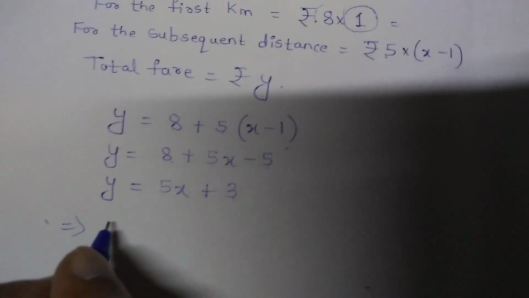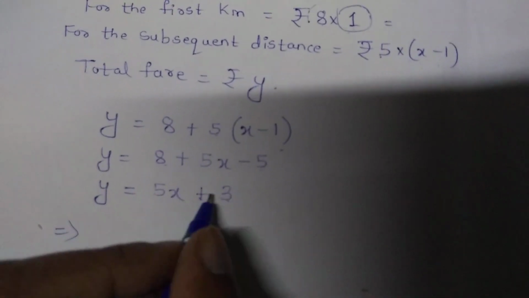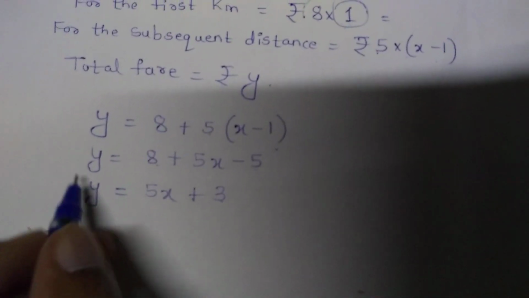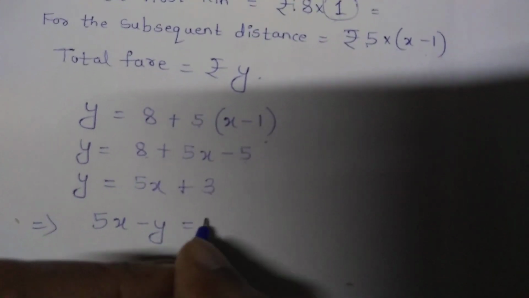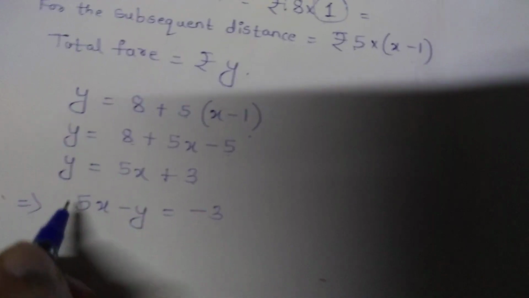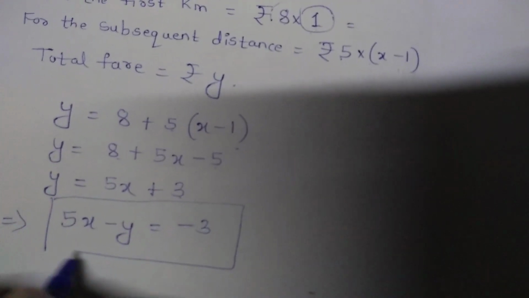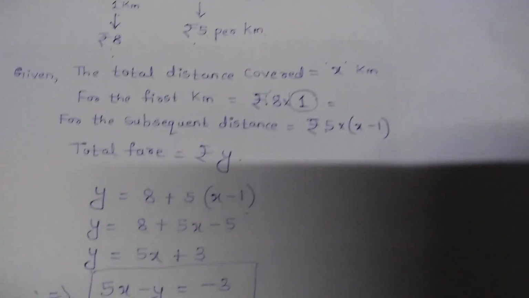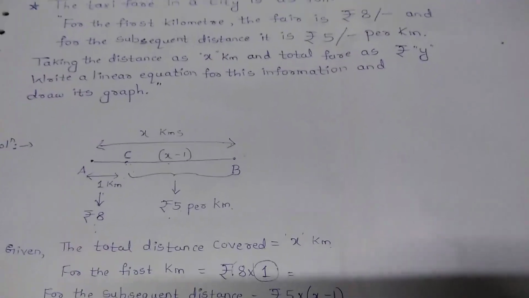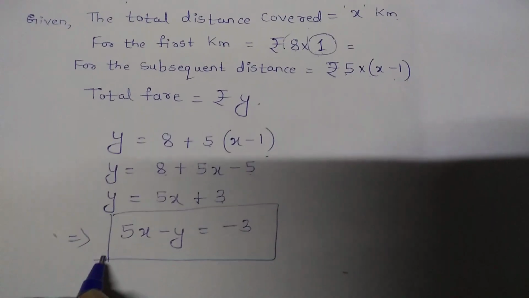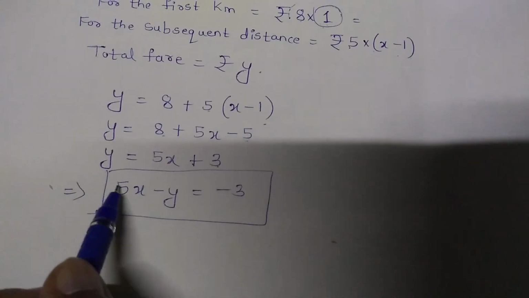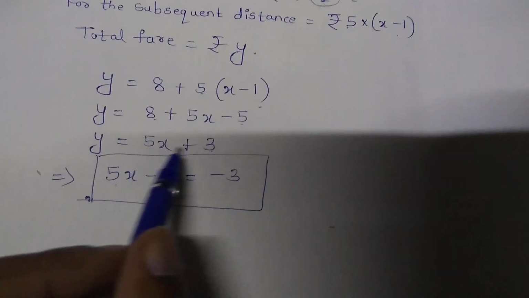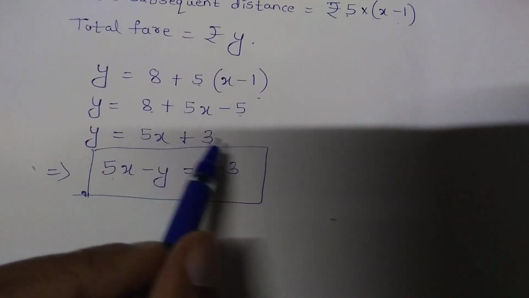Now taking this 3 to the LHS and bringing y to the RHS, we have 5x minus y equals minus 3. So this is a linear equation in two variables for the given data. I hope up to here, how to form the linear equation from the given data, is clear. Now we will be plotting a graph for this particular equation.